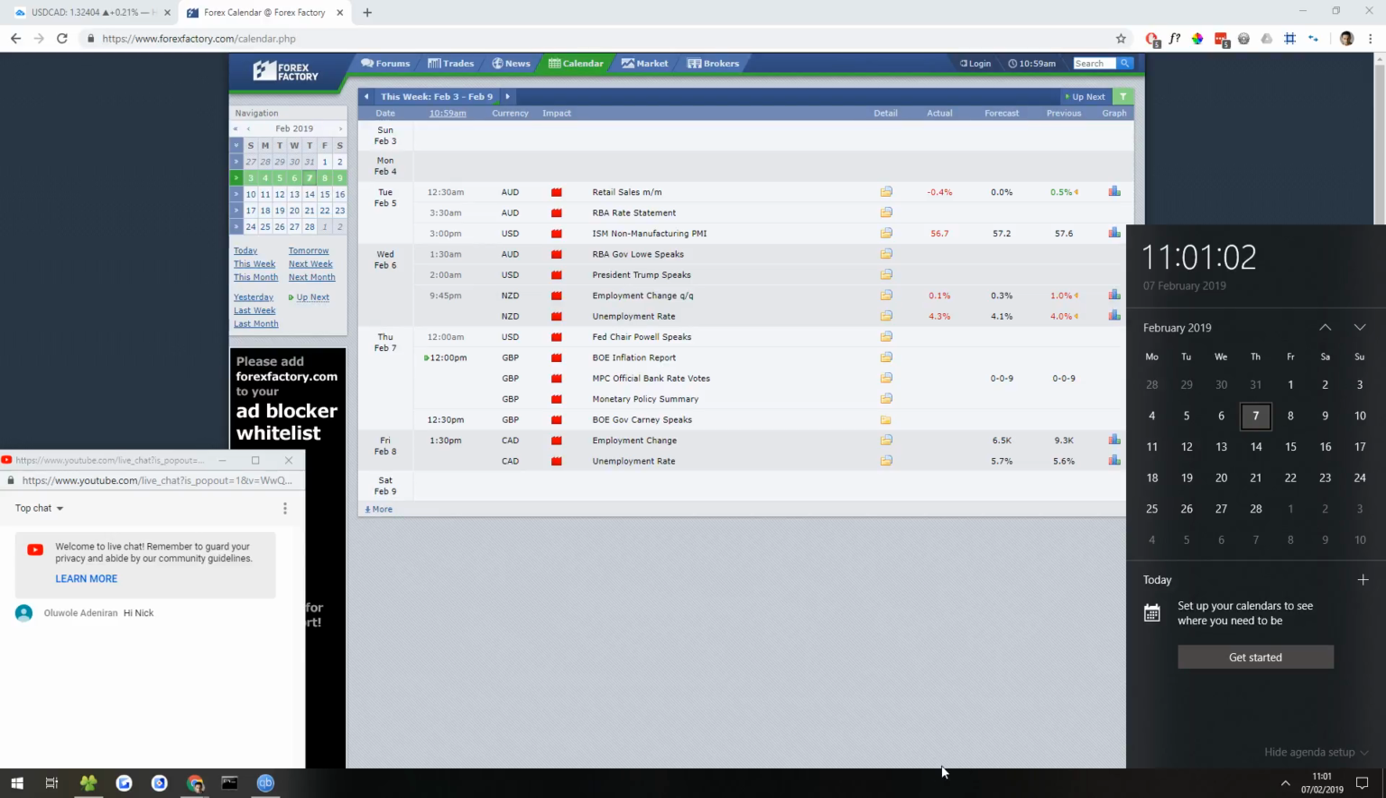I should stop calling it the daily analysis because we don't actually do it every day for public members. It's only really 2 days a week, but I haven't got a better name, so let's stick with the daily analysis for now. So today is Thursday, the 7th of February 2019, and the time is 11:01 here in the UK.